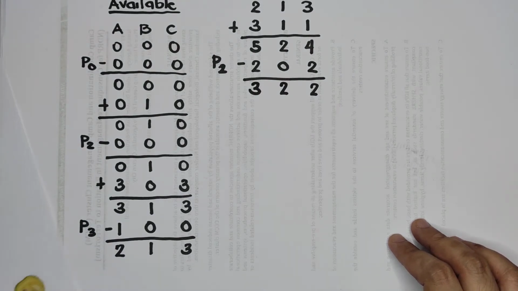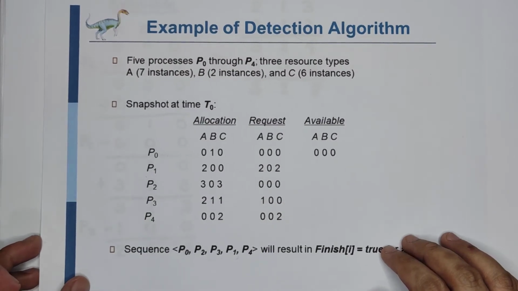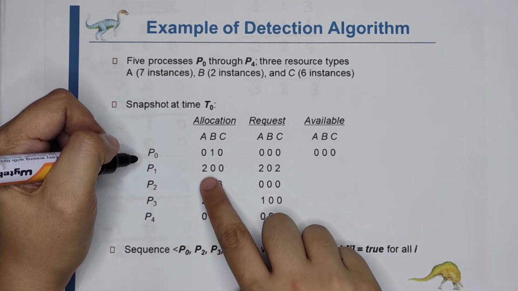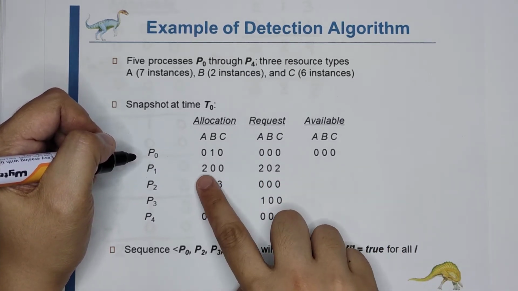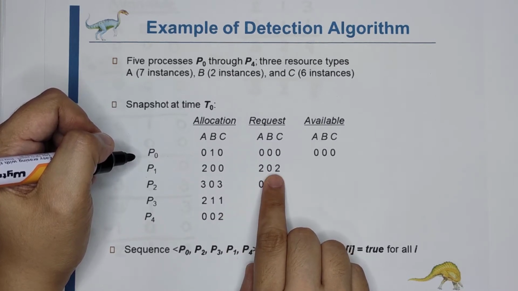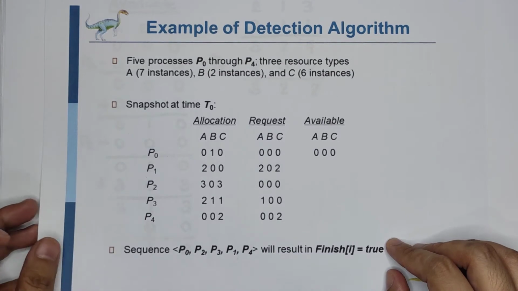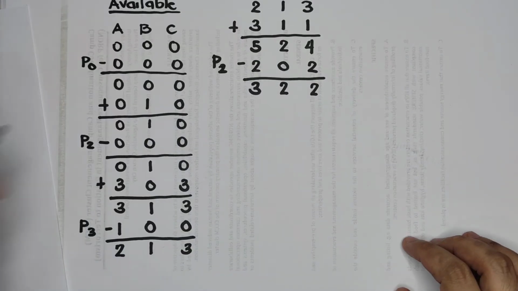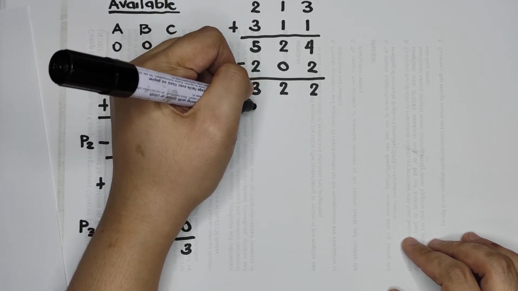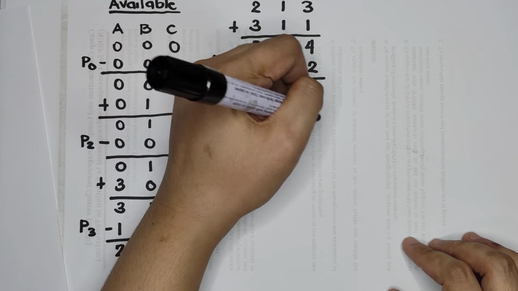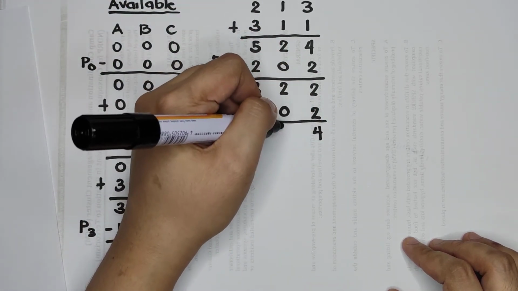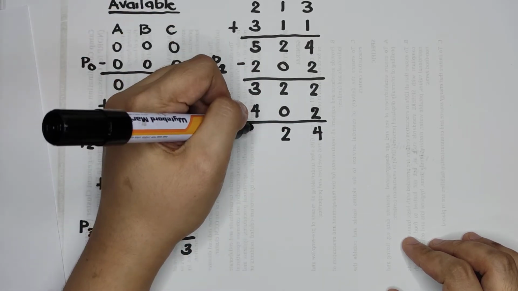Then after that, we have to return the allocated resource values of P sub 1. So we have 200 plus 202. So 2 plus 2 is 4. 0 plus 0 is 0. 0 plus 2 is 2. So we have 402 in total. So we have plus 402. Okay, then 2 plus 2 is 4, then 2 plus 0 is 2, 3 plus 4 is 7.